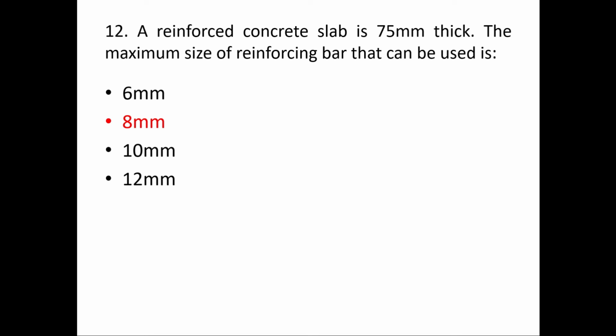So we are having a 75 thick reinforced slab, and the code limits the maximum diameter of reinforcing bars in slab to 1/8 of the total thickness of the slab. Okay, and the maximum spacing of such main bars to 3 times the effective depth or 300, whichever is less.